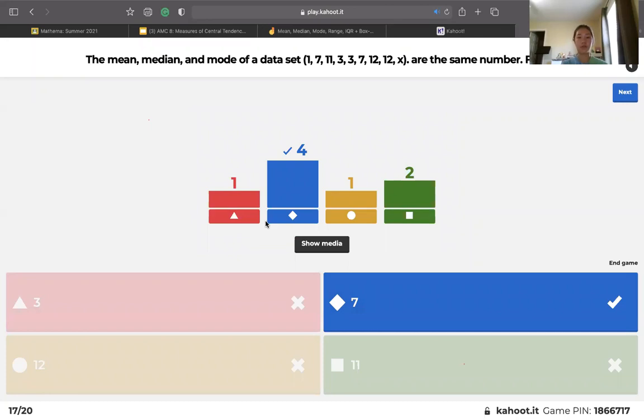So good job, more people got it right this time. So first, it tells us that the mean, median, and the mode are all the same number. So once we find one of them, we know the rest of them are the same.